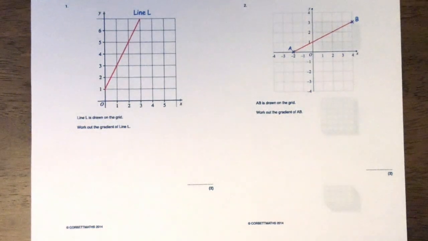Hi everyone. So we've been looking at the equations of lines, and hopefully you know that the gradient is the steepness of the line and the y-intercept is where the line crosses the y-axis. So hopefully from last lesson you've got that. What we're going to do today and this week is working out the gradient of the line.